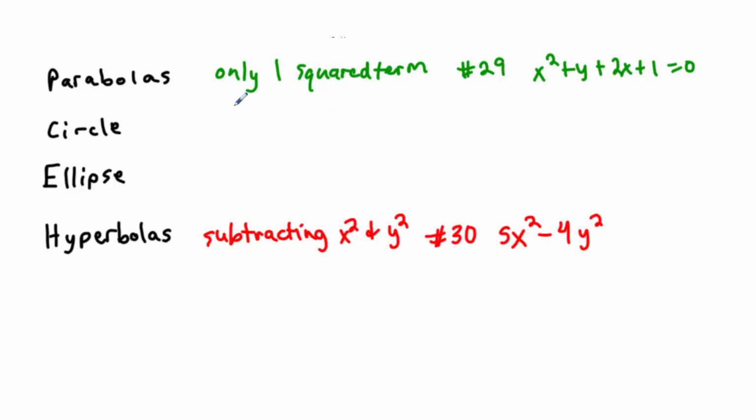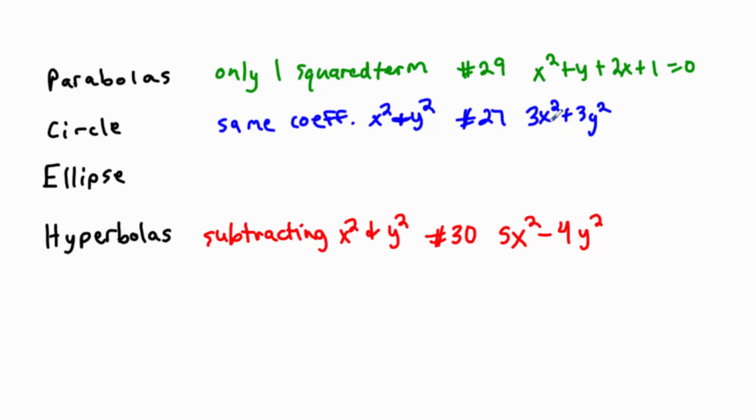The difference between a circle and an ellipse is that circles have the same coefficients, meaning the numbers in front of our variables, the same coefficients for x squared and y squared. And so that is like number 27, which has 3x squared plus 3y squared. So since those are both 3's, it's a circle, because if we completed the square and we tried to make it an ellipse, well, it'd go the same distance left and right and up and down, which we call a circle, because it's basically like it has a radius of something.